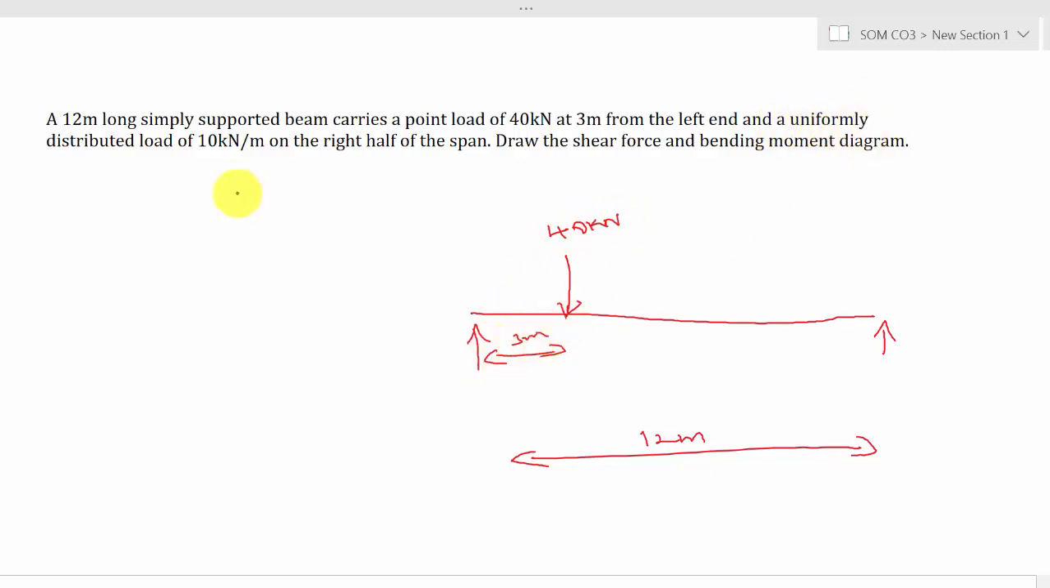And a uniformly distributed load of 10 kilonewton per meter on the right half of the span. So from 6 meter to 12 meter, it is subjected to a UDL of 10 kilonewton per meter starting from the 6 meter. So draw the shear force and bending moment diagram.